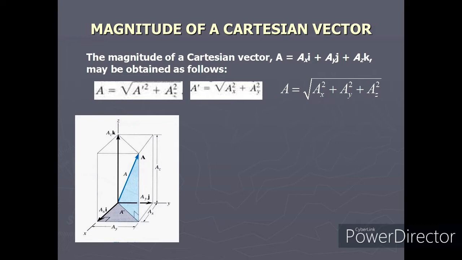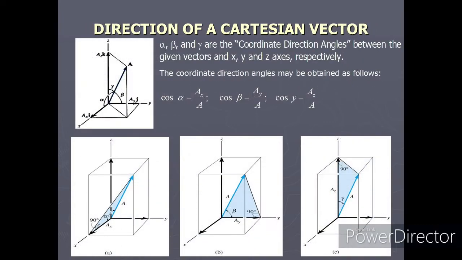Now, the magnitude of a Cartesian vector is found just the same way we did before. We square the coefficients of i, j, and k, as we did for the 2D case, to get the magnitude: square root of Ax squared plus Ay squared plus Az squared.